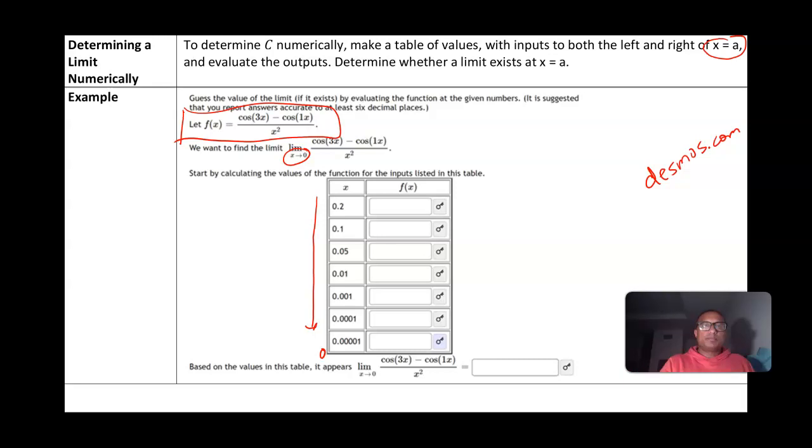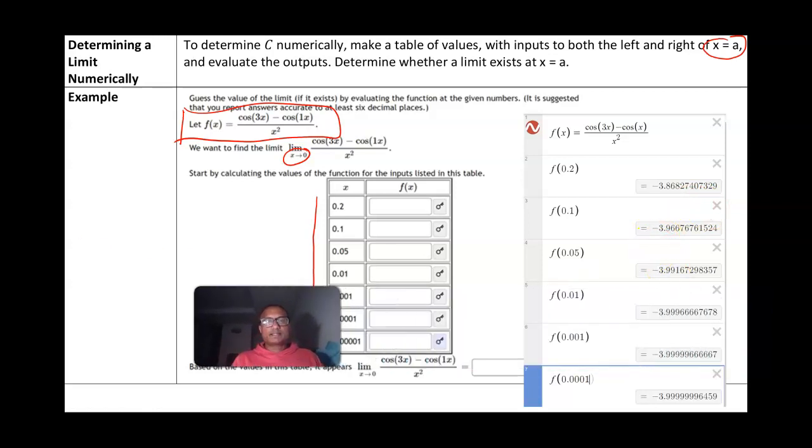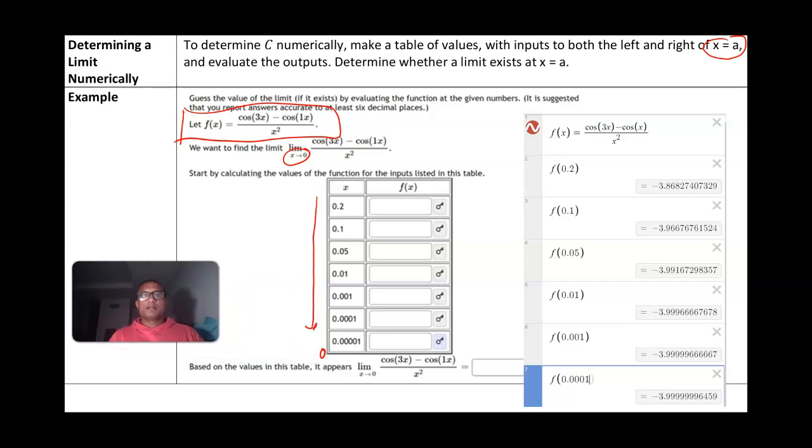In Desmos, you would put in this function, cosine of 3x minus cosine of x over x squared, and then you would simply plug in these values. I have a screenshot of Desmos here. First, put in the function and then just put in your values.